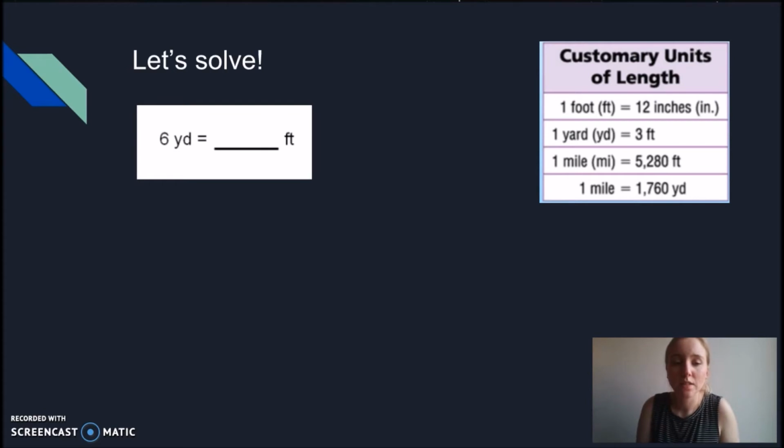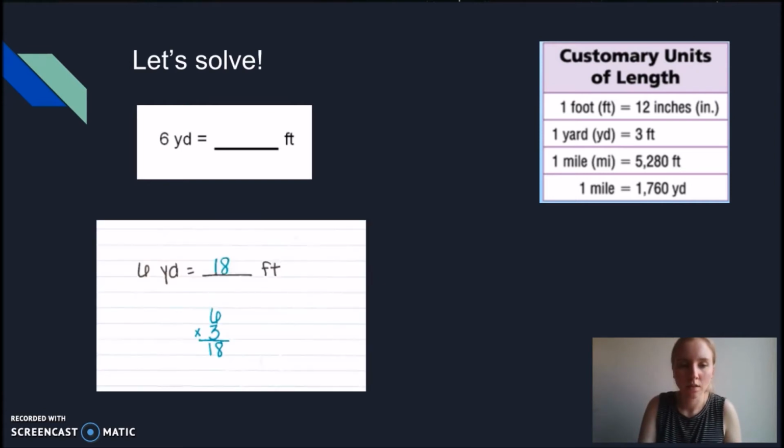Our next problem is 6 yards equals how many feet? Go ahead and pause it and we'll come back. Did you get 18 feet? If you did, awesome job. If you didn't, let's talk about it.